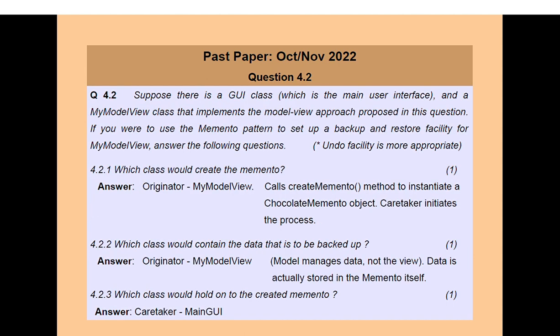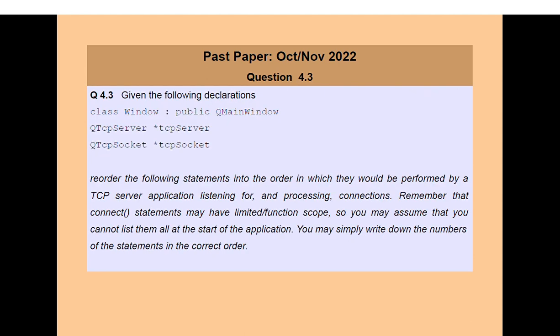Then question 4.3, you're given some declarations about a main window and a TCP server and a TCP socket. Reorder the following statements into the order in which they would be performed by a TCP server application listening for and processing connections. Remember that connect statements may have limited function scope, so you may assume that you cannot list them all at the start of the application. You may simply write down the numbers of the statements of the correct order.